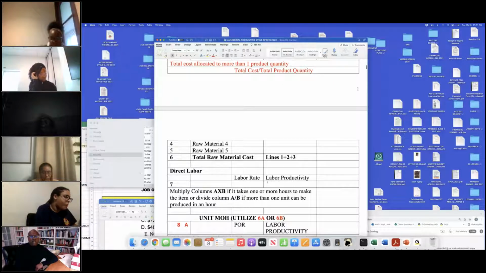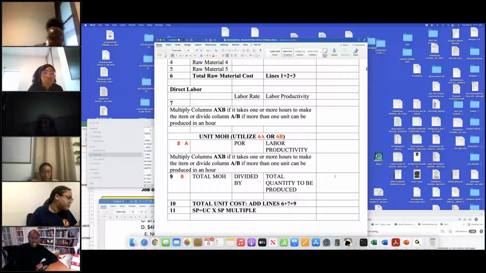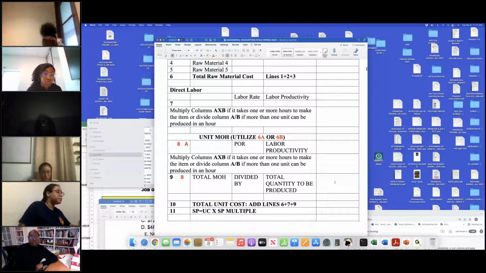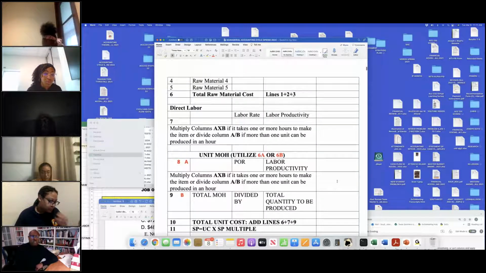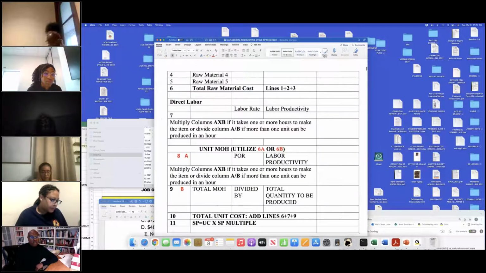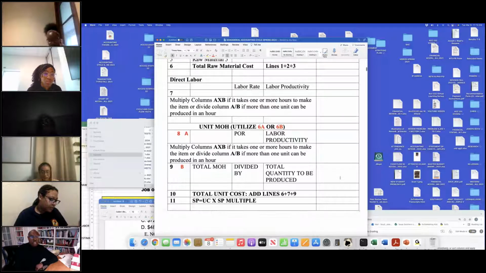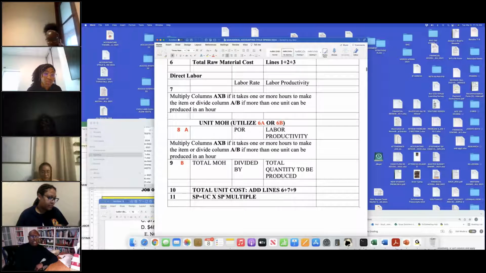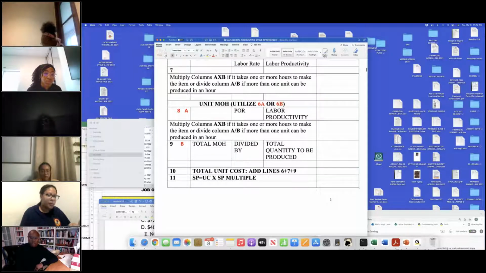And then manufacturing overhead, and I've given you a simple way to do that. Take the total overhead, divide it by the quantity to be produced, that gives you the unit overhead cost. Then we simply add total unit cost for raw materials, that's number 6, total unit cost for labor, that's number 8, and total unit cost for manufacturing overhead, and we add those together. I guess this is 7. To get the total unit cost. Then we have a selling price multiple, and we always multiply the multiple times the unit cost so that we can get the correct selling price. You've got to always get this done first.